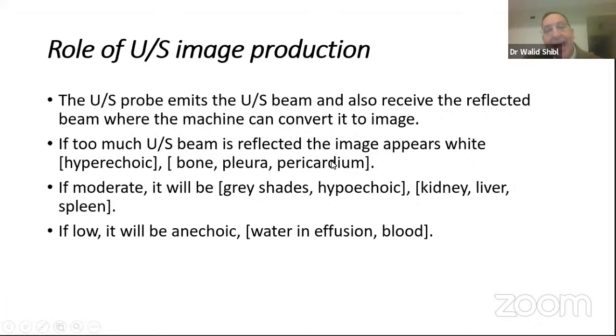And if the ultrasound beam reflected from the tissue is very low, the picture will appear anechoic, black, like water and blood. And if in between, it will appear gray. So the basic B-mode ultrasound, which you see on the screen of the ultrasound, is degrees of gray according to the reflected ultrasound waves from the tissue.